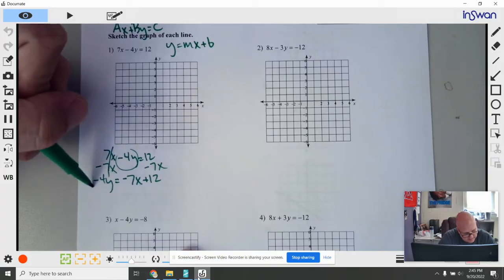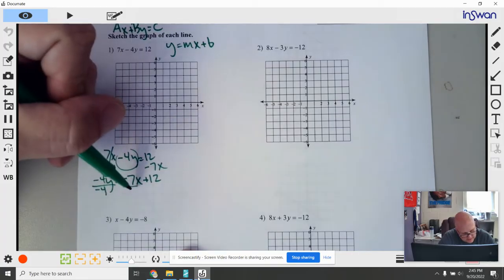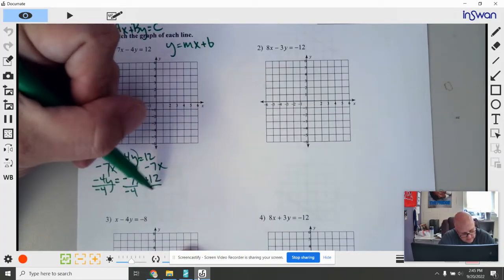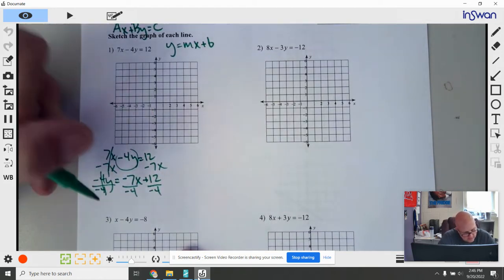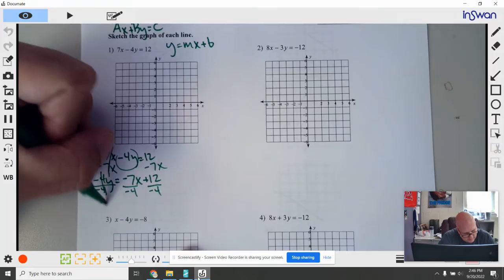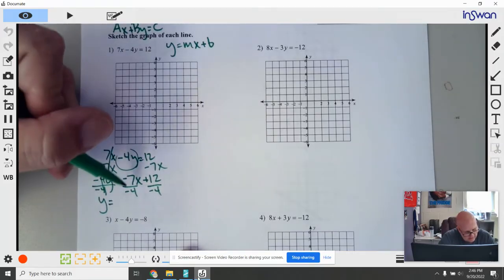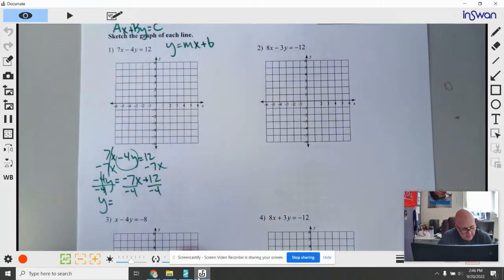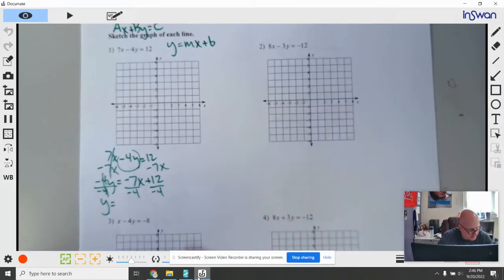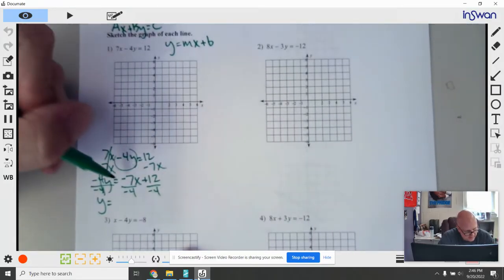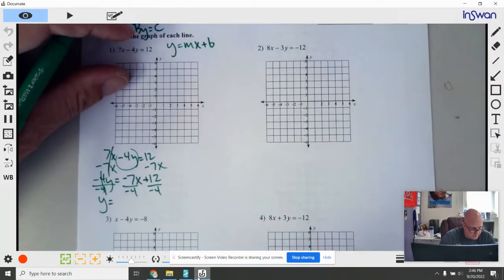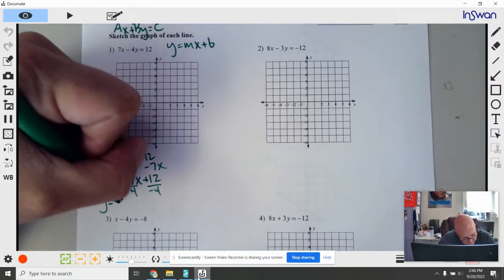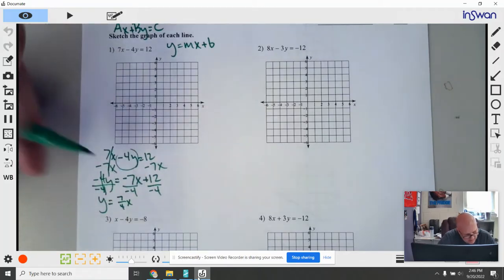Okay, my last step is I'm going to divide by a negative 4 because I want to get a positive y. And then simplify. So that cancels. That leaves me with my positive 1y. And over here I have a negative over negative, and those negatives will cancel themselves out and give you a positive answer. So I get 7 over 4x.